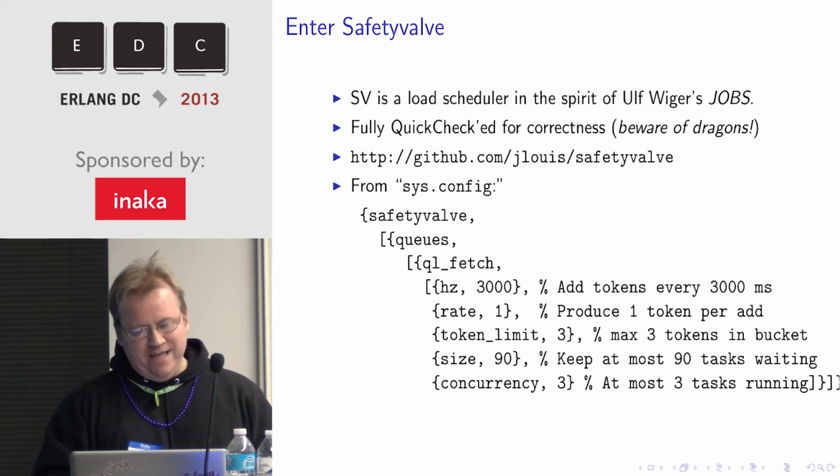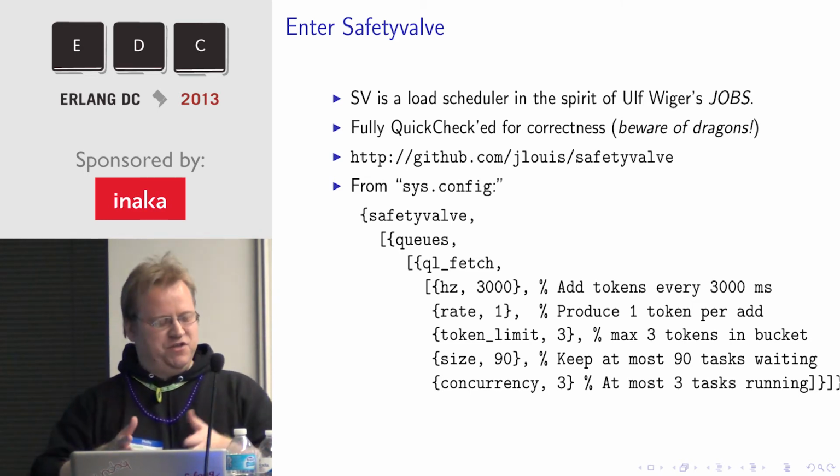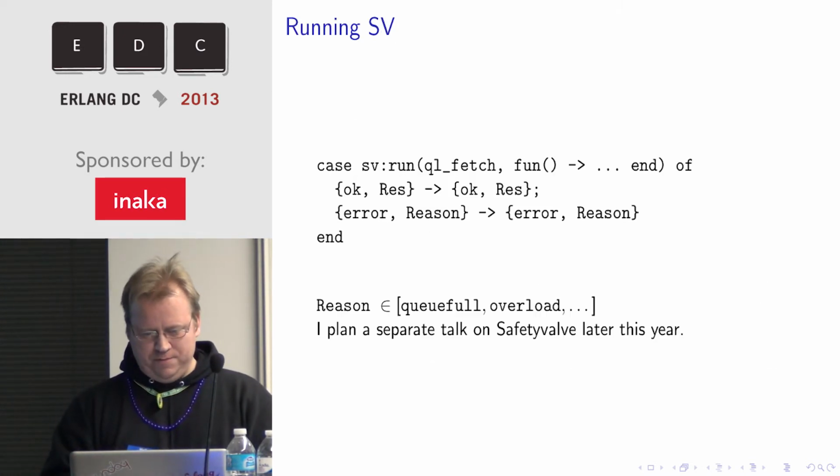The neat part about it is that you do not have to care. You just write your code as if you just spawn a lot of stuff, and then you have these queues in the system that limit it down and make sure that things work like you want it. So yeah, I plan to talk more about Safety Valve later this year because in itself it's quite an interesting application.